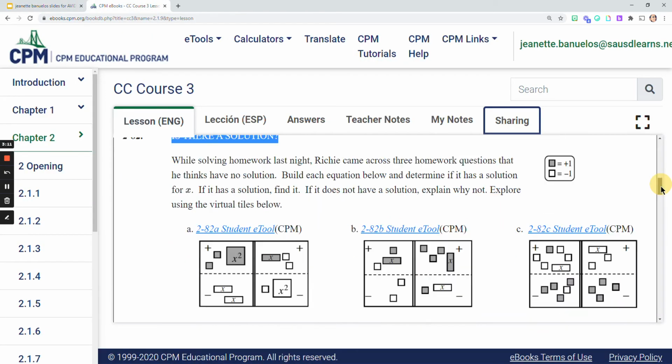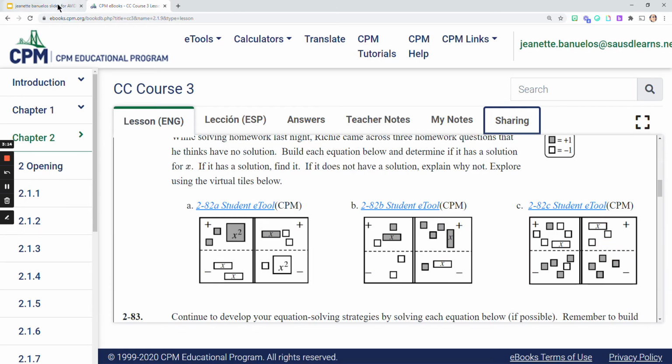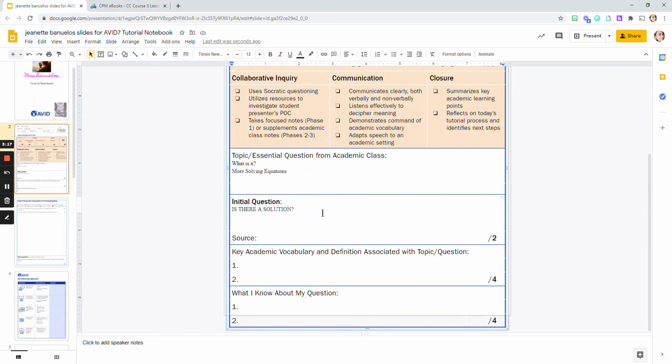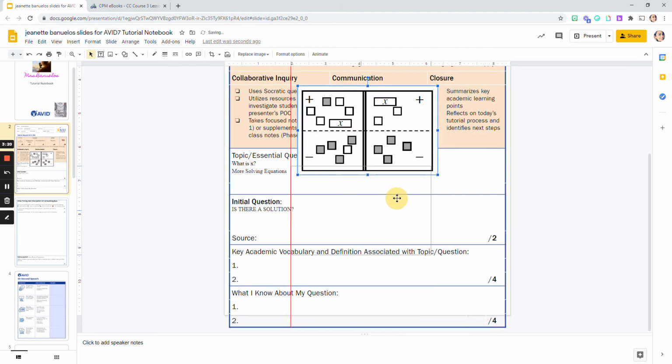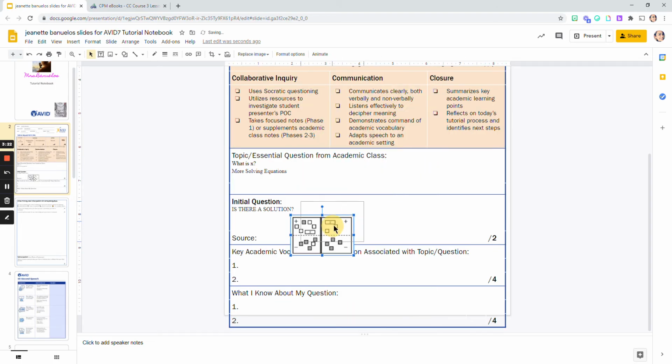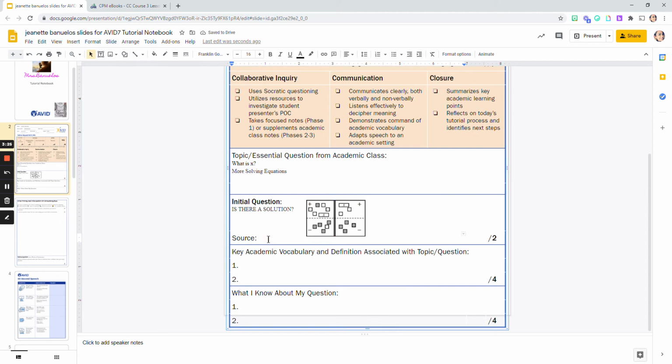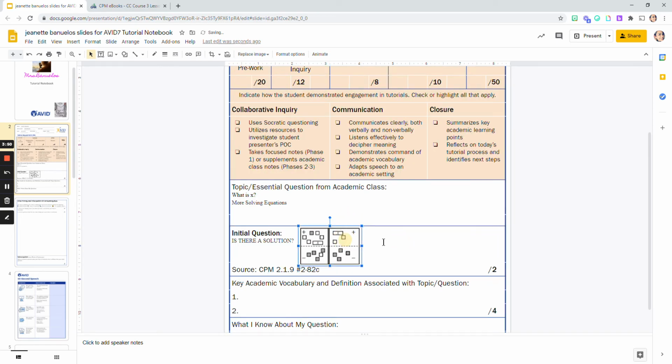Since there's a diagram, I'm going to copy that image and place it here as well, and then resize it. Then don't forget to put the source. The source is very important because that is where the other group members are going to be able to look it up and follow along with you. So this came from the CPM, 219, and it was number 2-82, letter C.